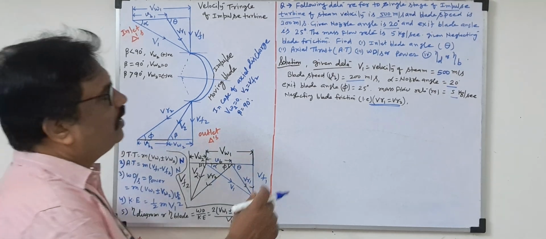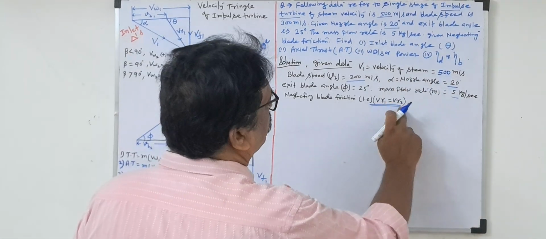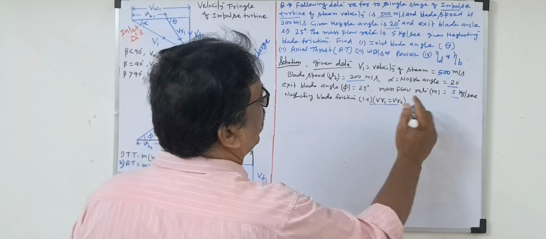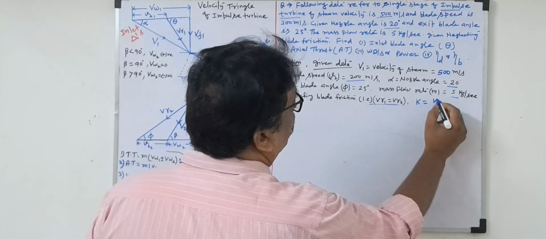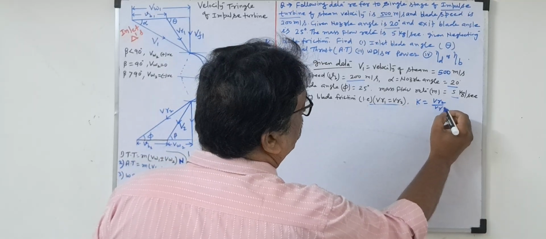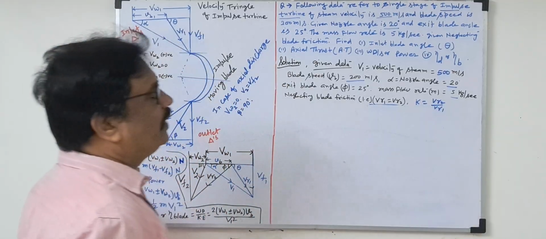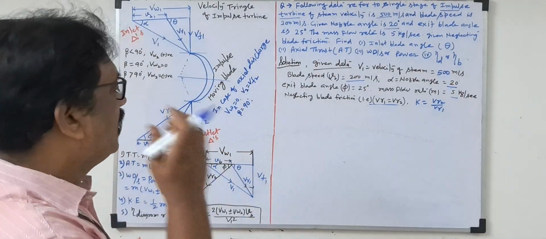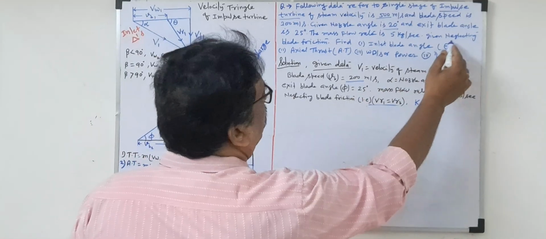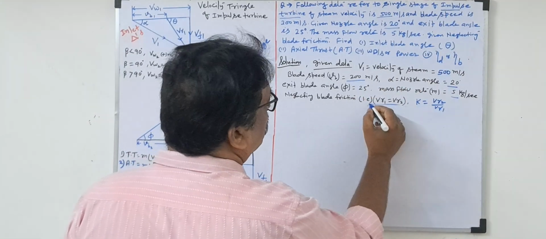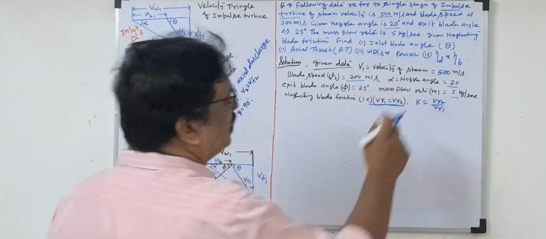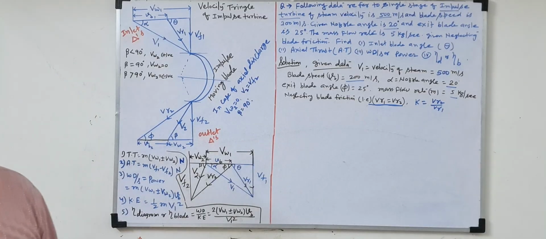But generally, if friction is there, they will give the K. K is nothing but the friction factor. VR2 minus VR1. If they give the K, that means VR1 will be greater than VR2. Otherwise, neglecting blade frictions means the blade will be smooth, then VR1 equals VR2. So okay, this is the given data that I wrote.